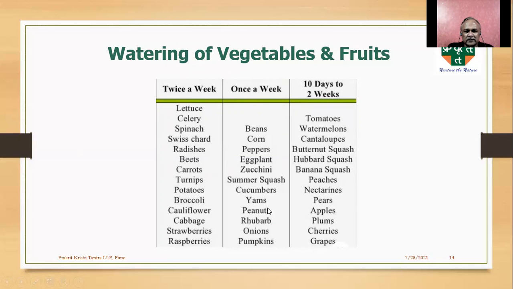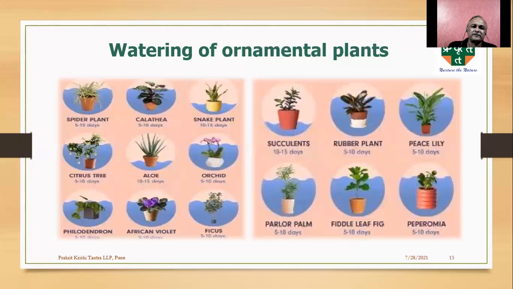Similarly, for plants like bean, corn, pepper, eggplant, etc., which are delicate that way, the frequency of watering needs to be higher. Here the plants are a little hardy and can withstand the stress, so once a week is sufficient. And certain other plants, like tomato, watermelon, cantaloupe, etc., a 10 to 14 day interval, I mean 2 weeks, is also sufficient. But this is just a suggestion. You must check with the moisture meter.